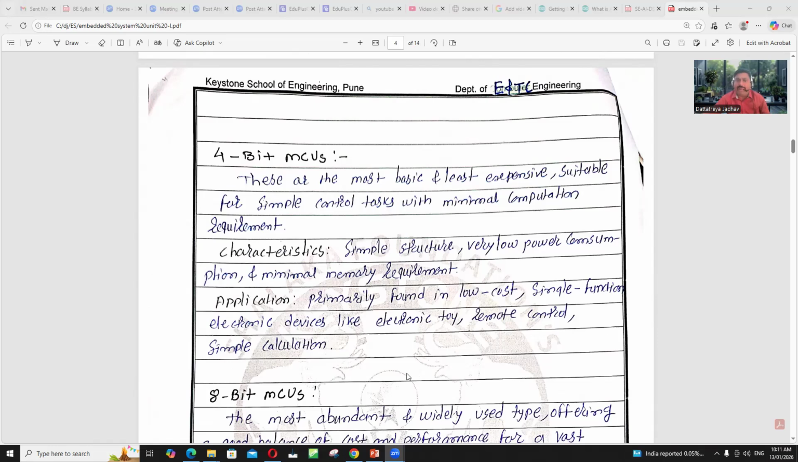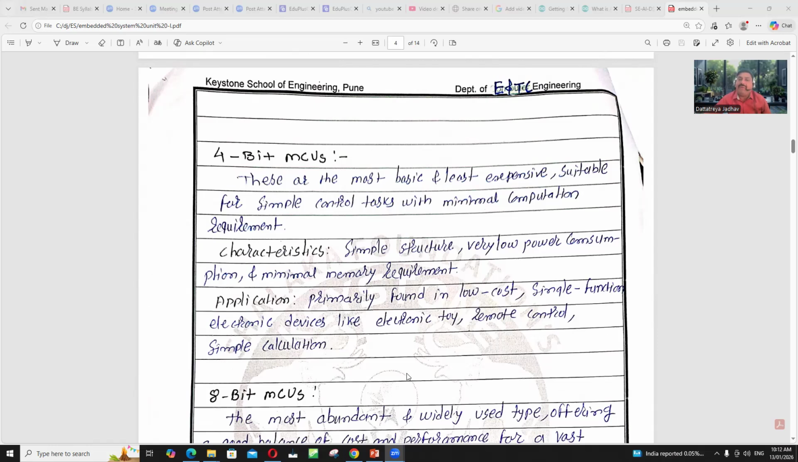So it may be primarily found in low cost application, single function, where there will be only a single function, like only opening and closing a door, or turning on and off a tube light or a fan. That is a small application, a single application, or part of a large system where we do only a single application. Then electronics devices like electronics toys, remote controls, simple calculators.